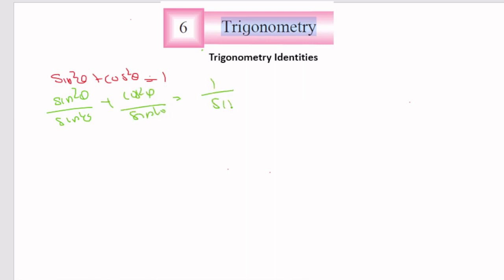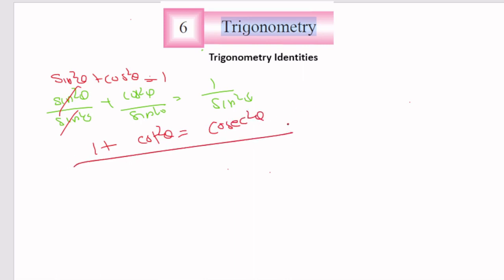1 upon sine square theta. Simply this will get cancelled, so it will be 1. Cos square theta upon sin square theta, you know cos theta upon sin theta is what? Cot theta. So cot square theta. The reciprocal of sin square theta is cosec square theta. Simply we got another identity.